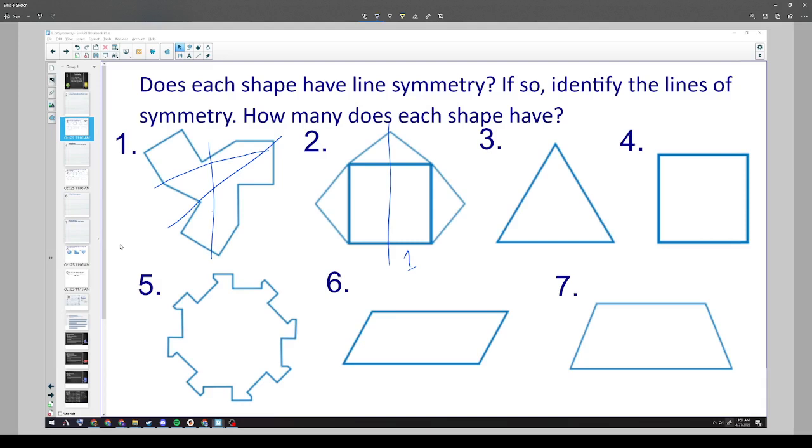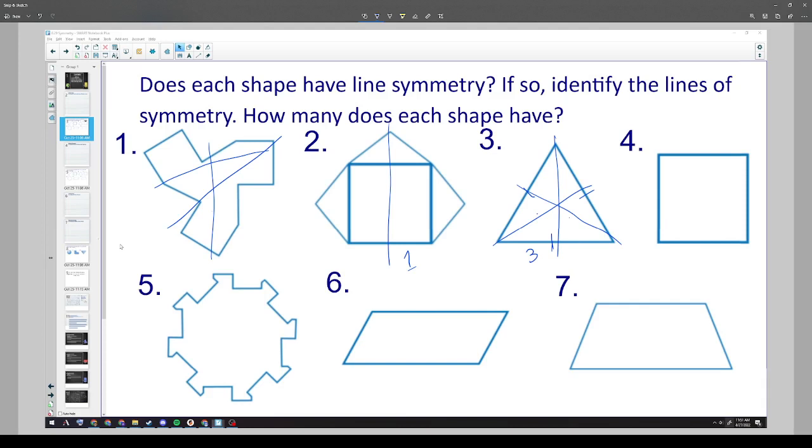This third one looks like an equilateral triangle. All three sides look to be the same, meaning I could split it straight down the middle here and end up with two identical triangles on the left and right. However, I could also split it from this corner through this side and end up with two identical triangles there, or through this corner to this side and end up with two identical triangles here on the upper right and lower left. So we actually have three different lines of symmetry for this equilateral triangle. So number 3 has 3.